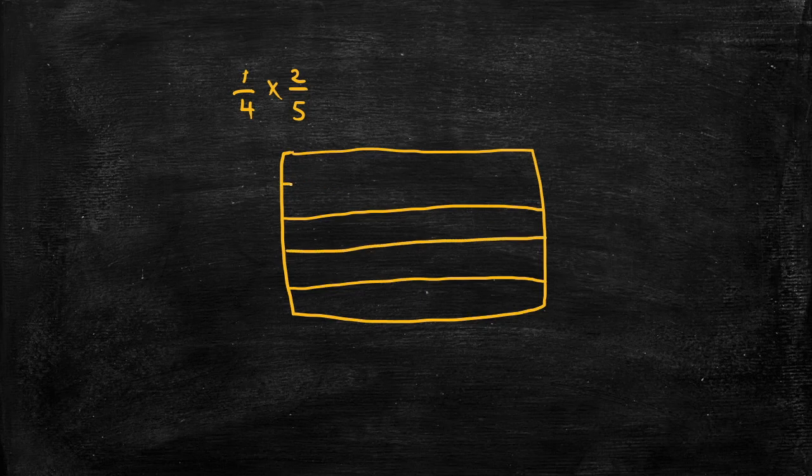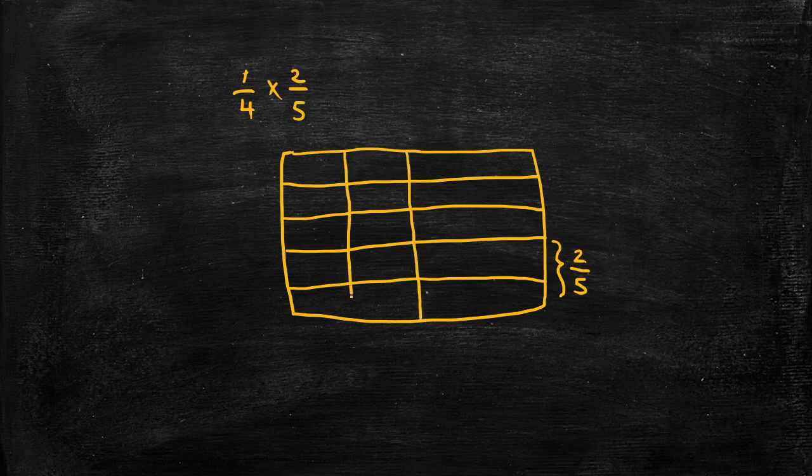So each of these strips represents 1/5, and so here these two strips at the bottom represent 2/5, and then I want 1/4 of 2/5. So if I divide the unit rectangle into quarters, so the vertical strips are each a quarter, then 1/4 would be, say, this strip on the left.